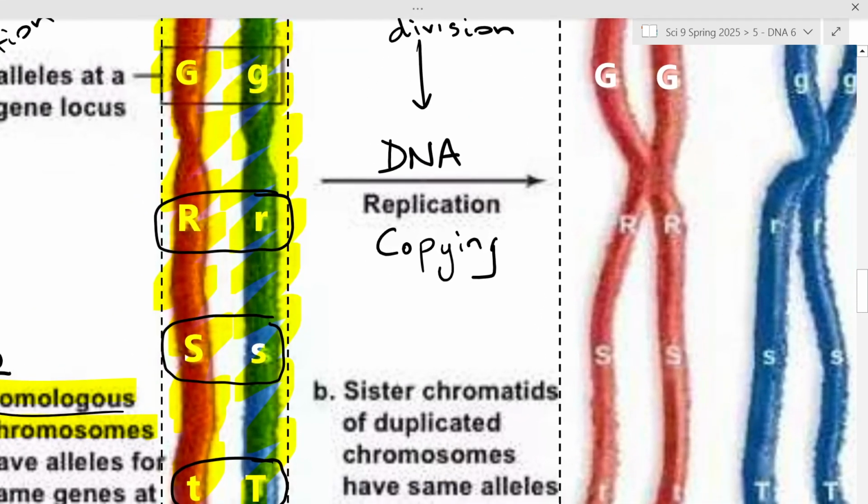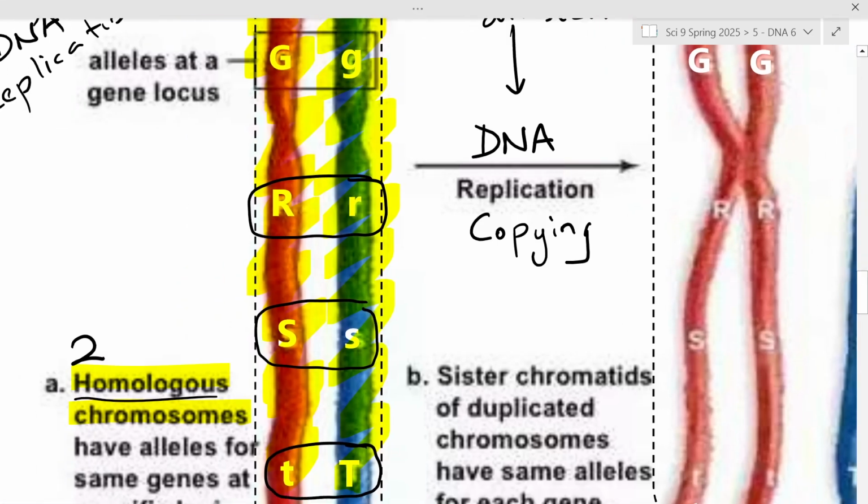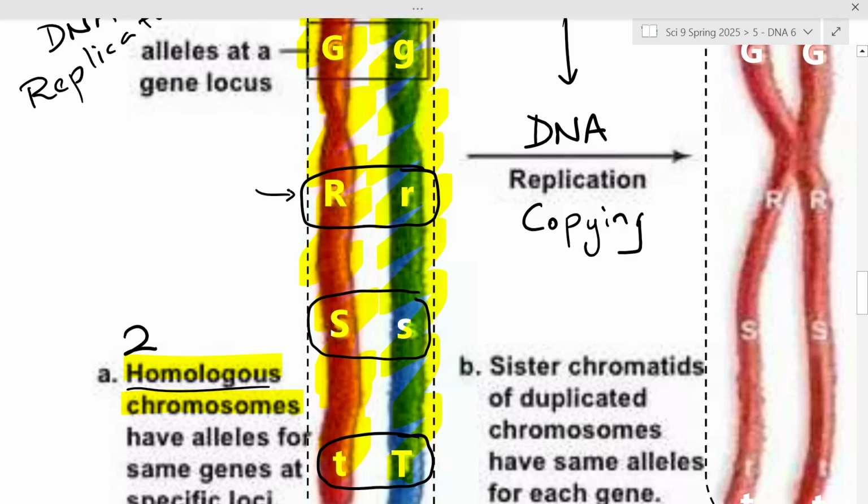I actually don't love this example because in this one, every single trait is heterozygous. And it seems unlikely that every trait would be heterozygous. You would expect probably something to be homozygous, right? But whatever.